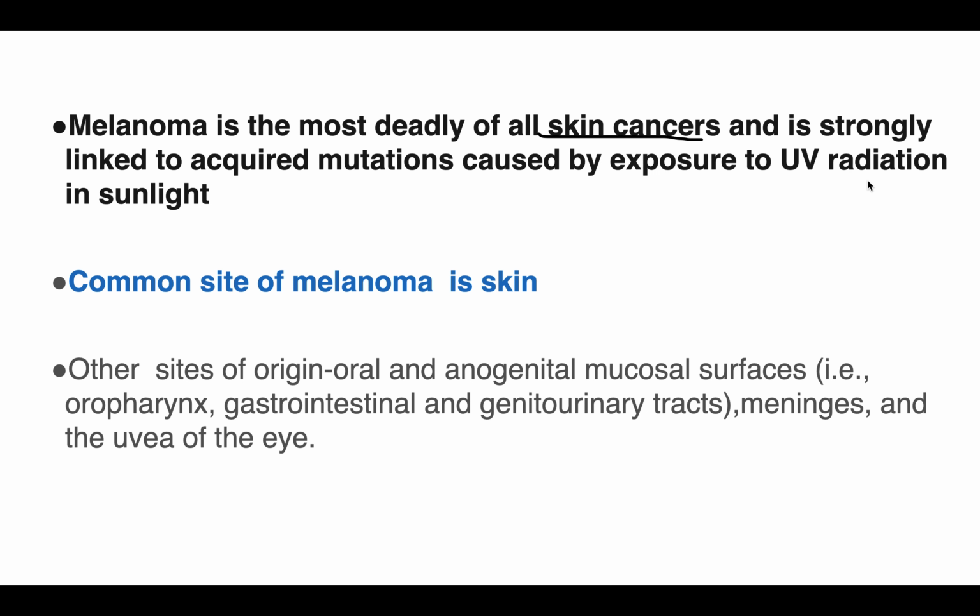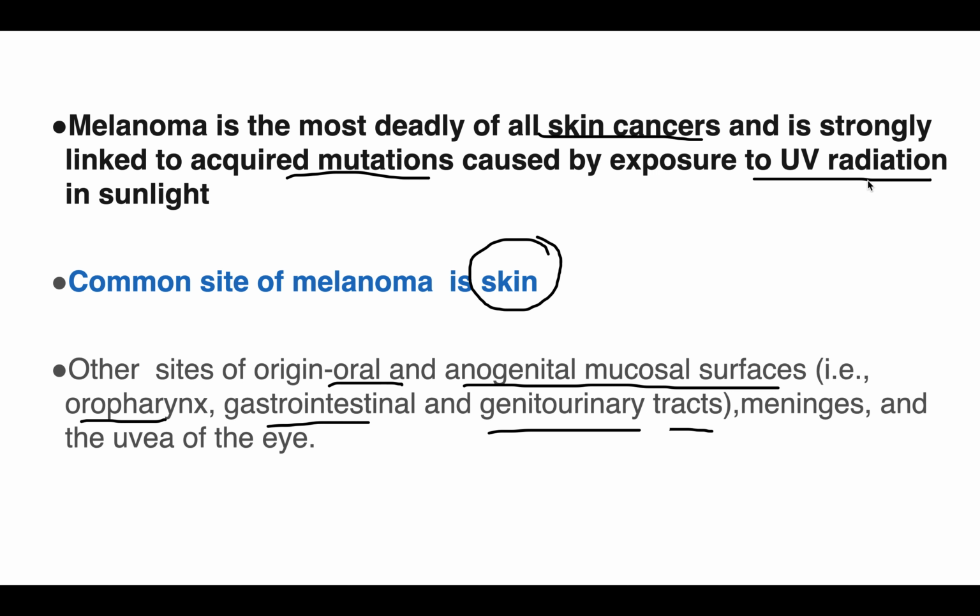It is mostly related to acquired mutations, and these mutations are caused by UV radiation exposure. The commonest site of melanoma is your largest organ, that is skin. Other areas which can be involved by melanoma are mucosal surfaces, oral and anogenital mucosal surfaces. You can have oropharynx, GIT, genitourinary tracts, meninges, and uvea of the eye. Uvea of the eye is also a very important site for melanoma. So you have your skin and mucosal surfaces along with uvea.